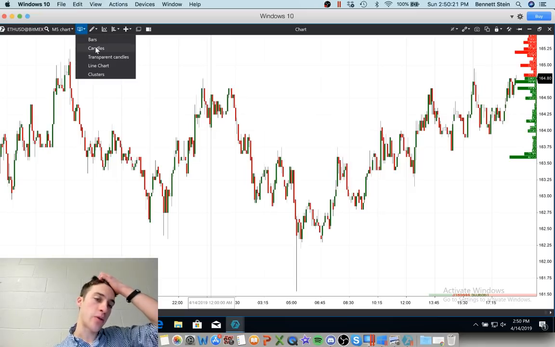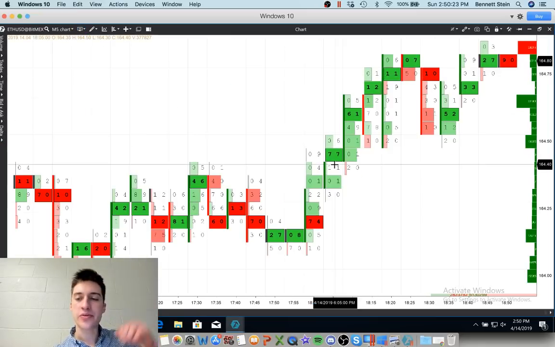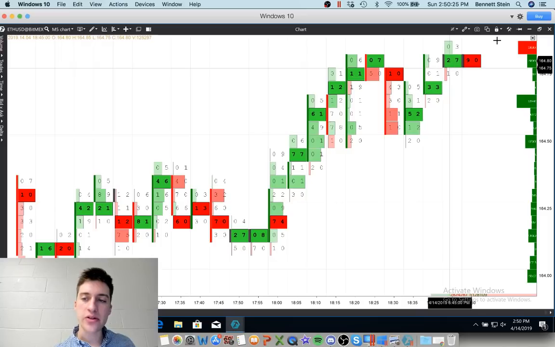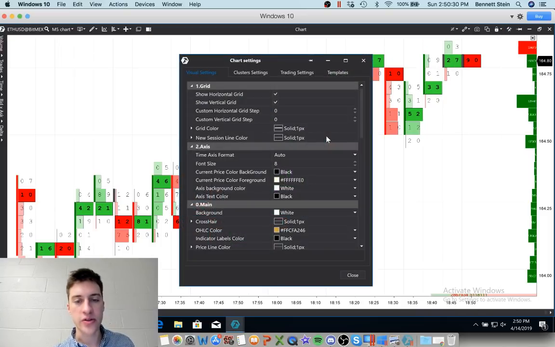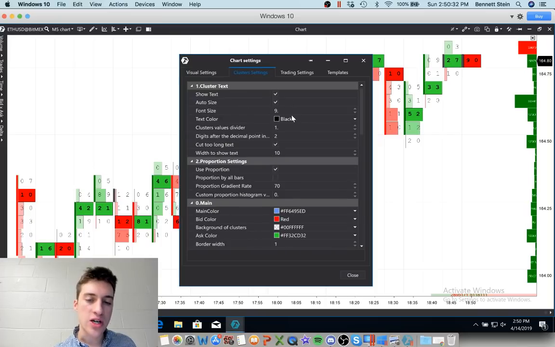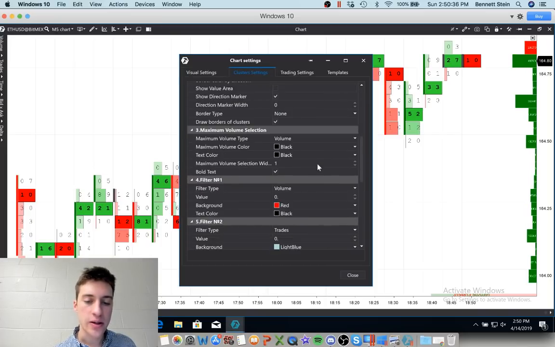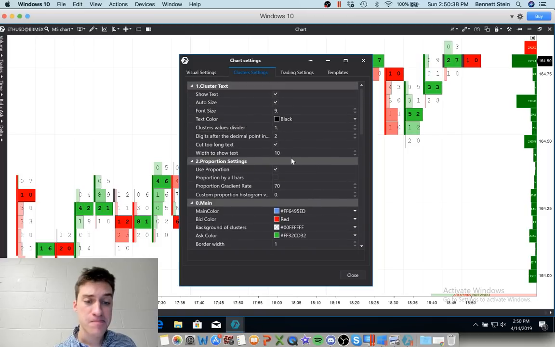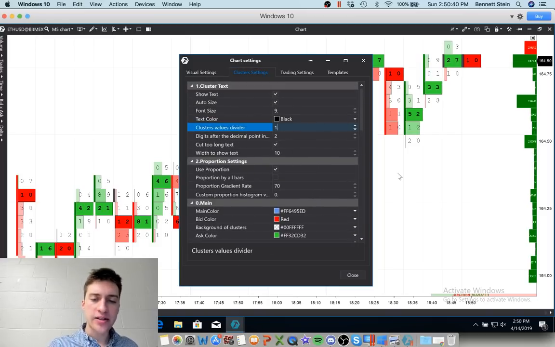What you want to do is go to mode, go to clusters. And in clusters, some settings that I would actually recommend is to change this to, I'll show you once it loads, but to change this to 1000. Where is it? Did I pass it? Oh yeah, here it is. Yeah, I like to change this to 1000.